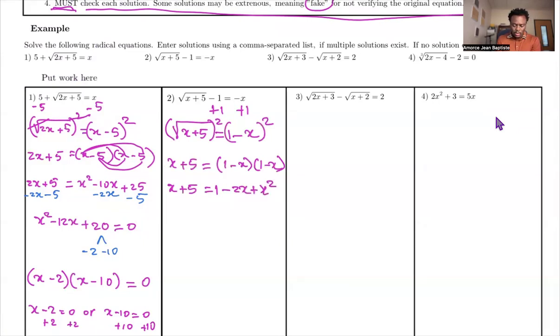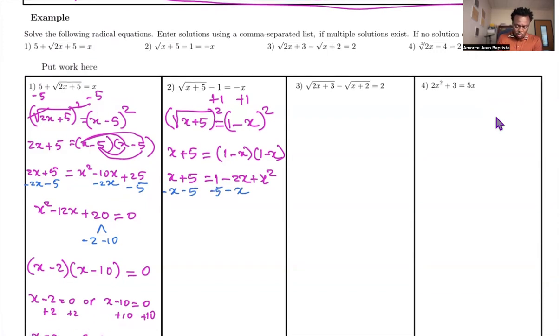Move all the terms to one side. If you subtract x and then subtract 5, you would get the new quadratic equation, that is x squared minus 3x minus 4 equals 0.